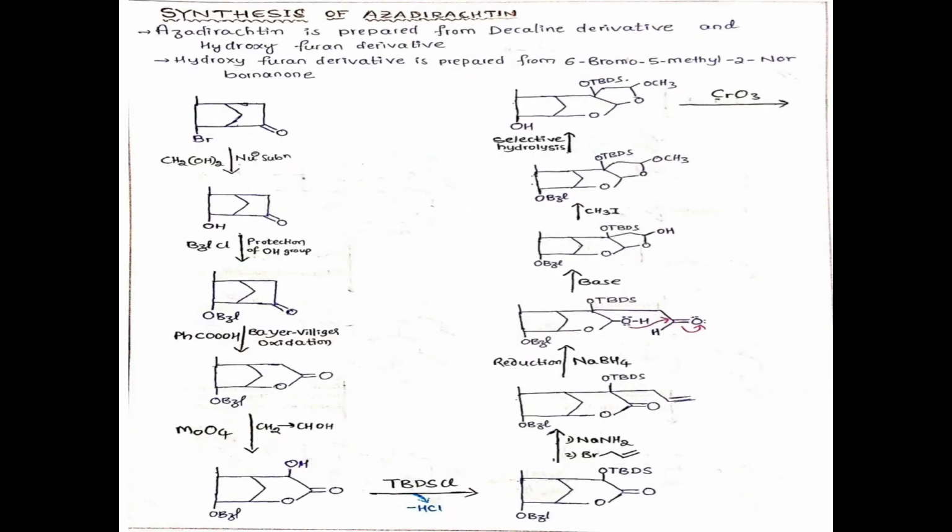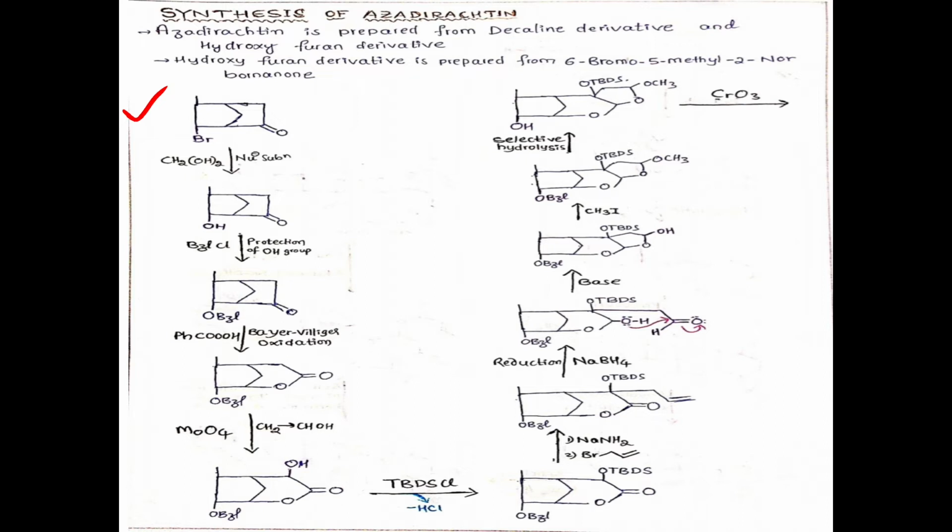Synthesis of azadirachtin starts from 6-bromo-5-methyl-2-norbornanone. To this ring, a decalin derivative is added to prepare azadirachtin. So let us start the synthesis.